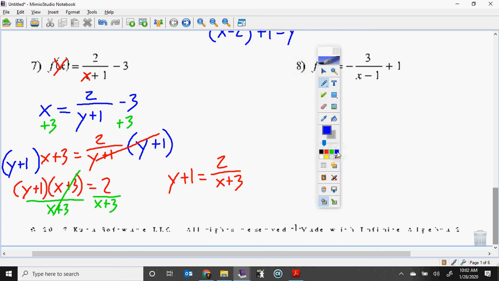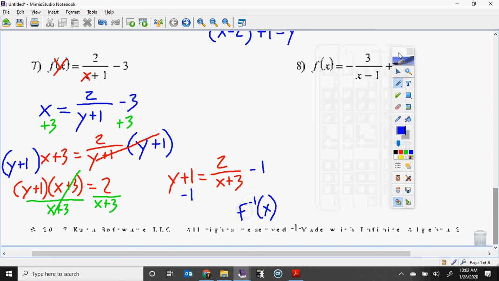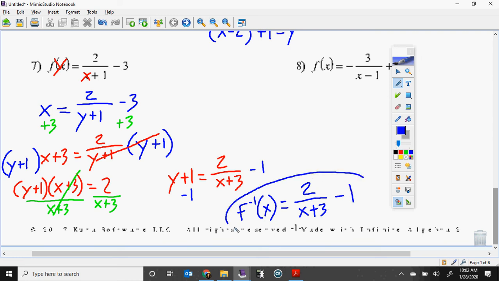My last step will be to subtract 1 from both sides. So I end up with f to the negative 1 of x equals 2 over x plus 3 minus 1. And there's my inverse.